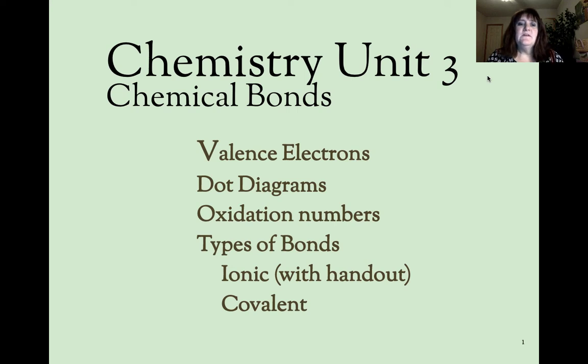Welcome to Chemistry Unit 3 on chemical bonds. This is 3.1. Today we're talking about valence electrons, dot diagrams, oxidation numbers, and the types of bonds, ionic and covalent. You will need your periodic table. There will be a handout that goes with the ionic. Please be sure that you have that so that you can fill that in correctly.